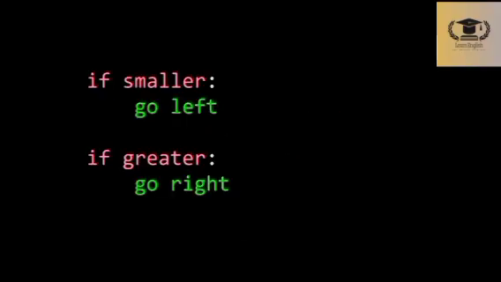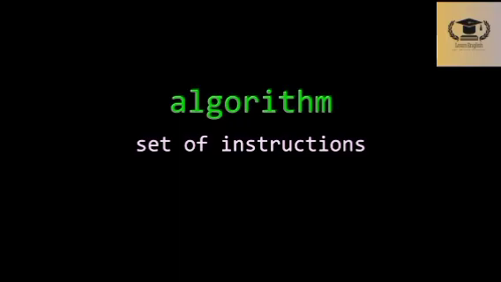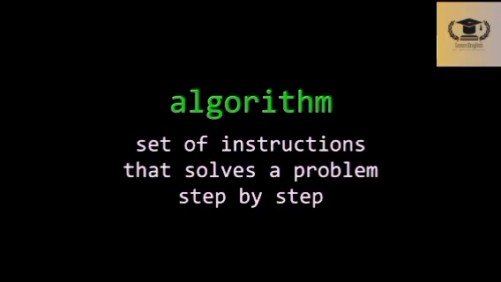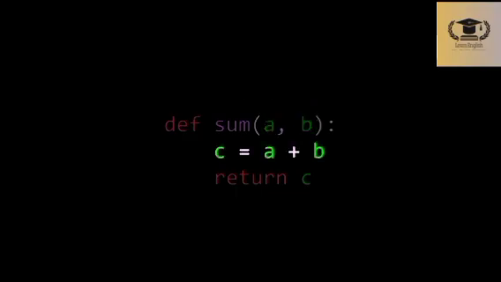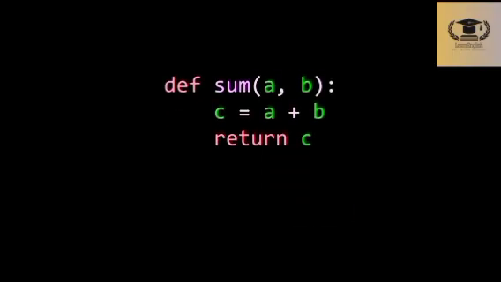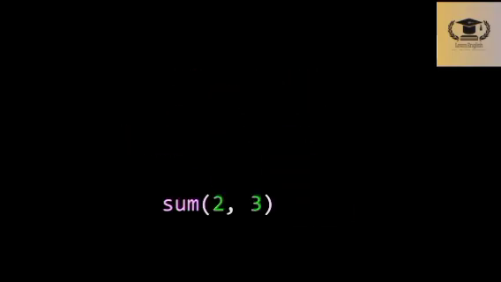What we just used is a very simple algorithm, which is just a set of instructions that solves a problem step by step. The simplest way to write an algorithm is in the form of a function. It takes inputs, does something with them, and returns an output. Just like variables, you can then call a function by its name and pass in different arguments.